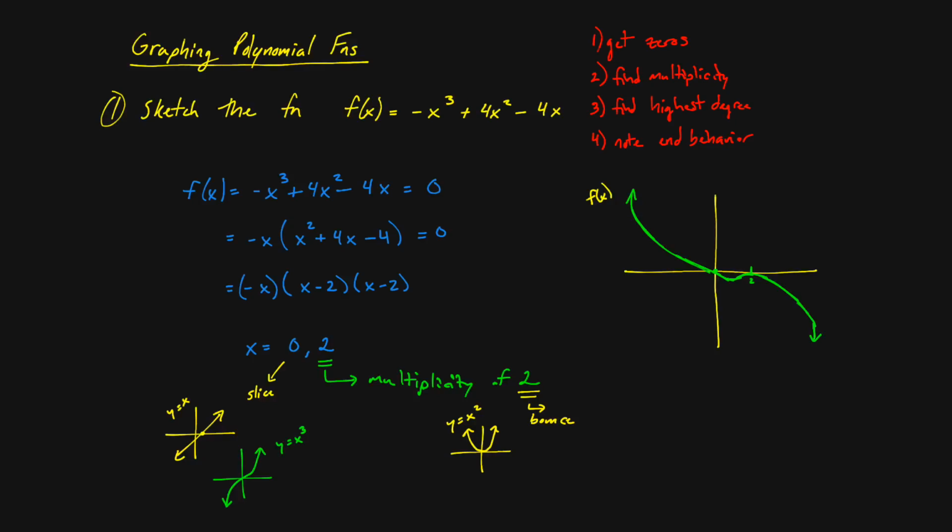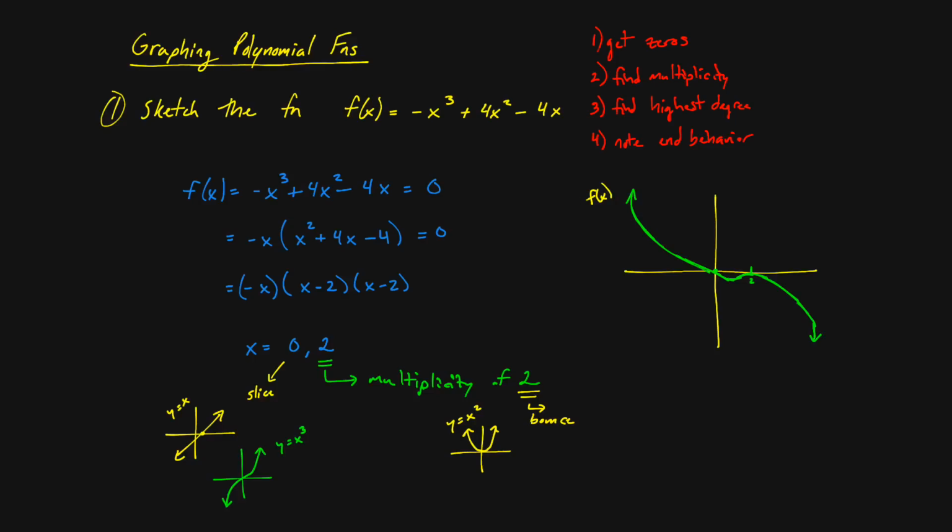And you might say, well, how is that actually true? Well, I've satisfied everything here. I've satisfied a slice and a bounce here for these two zeros that I've identified using this method. And the end behavior is also correct as well.